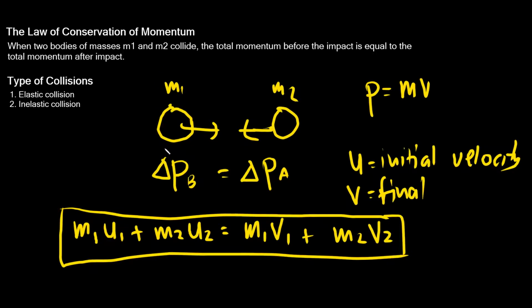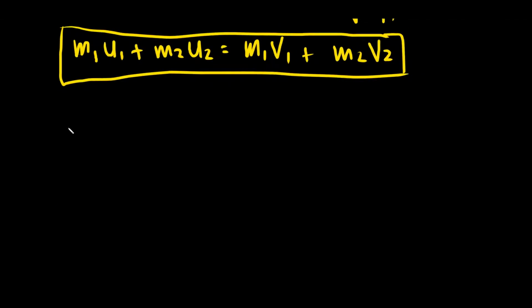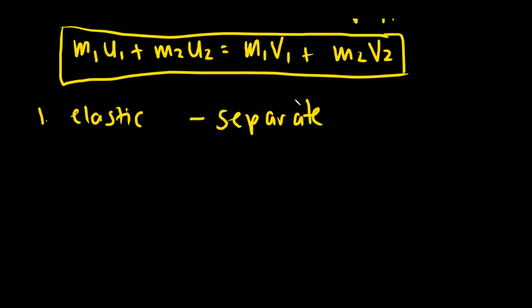Now, related to the previous topic are the types of collisions. Okay, now you have two types of collisions. You have the elastic collision and the inelastic collision. Now, the elastic collision is when two bodies collide and after the collision they separate. Okay, again, when two bodies collide, after that they separate. That is the elastic collision. Now, if you solve problems on elastic collision, the formula you will use is still the same as that one.